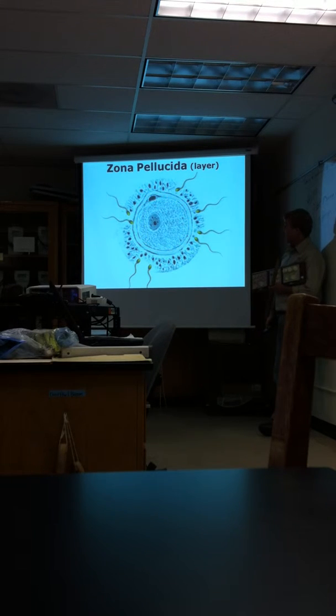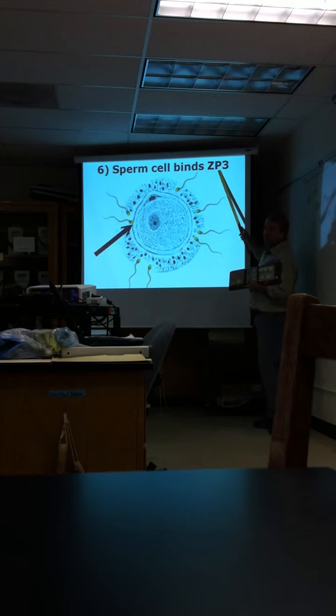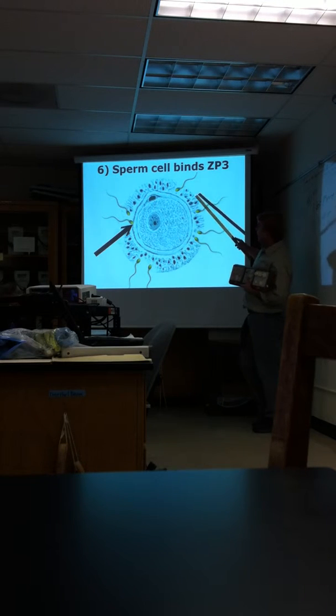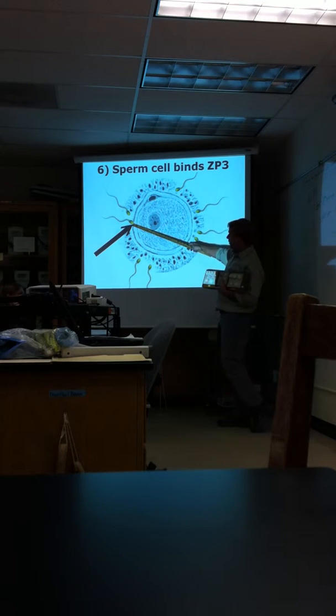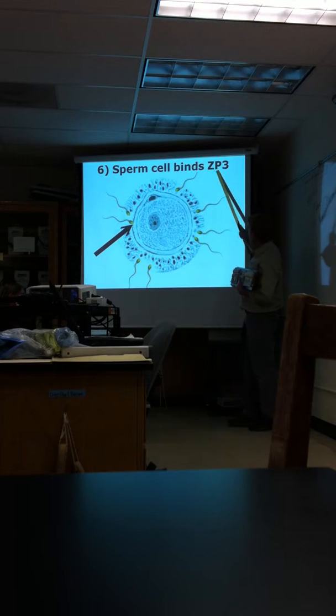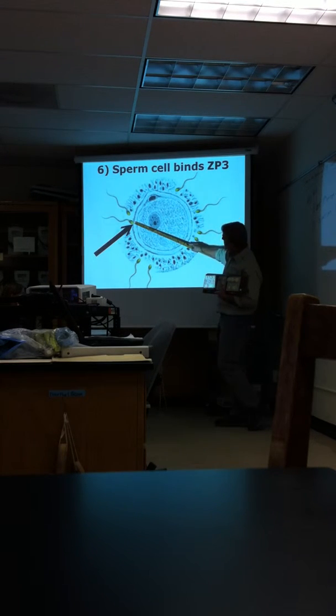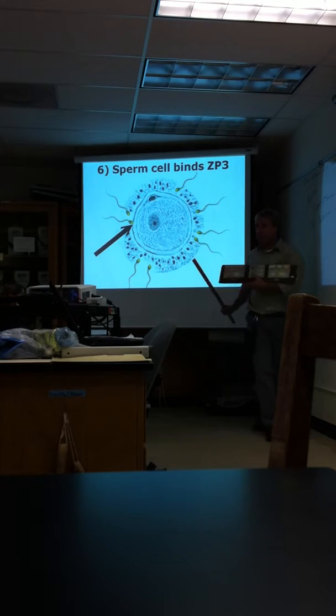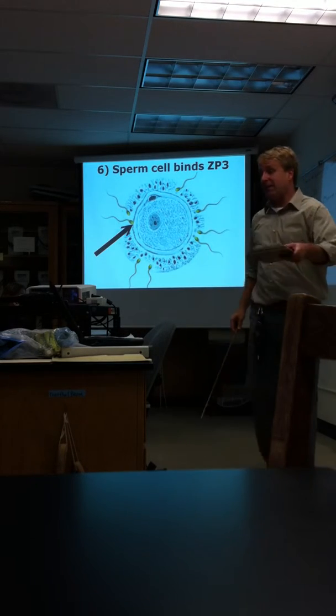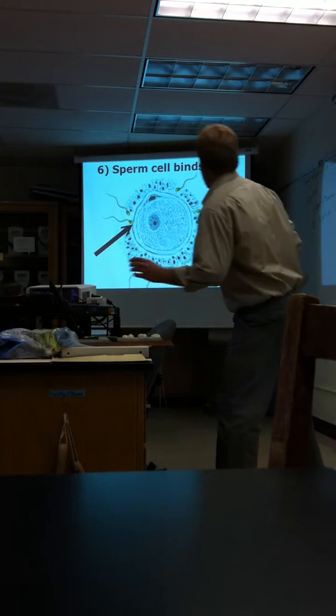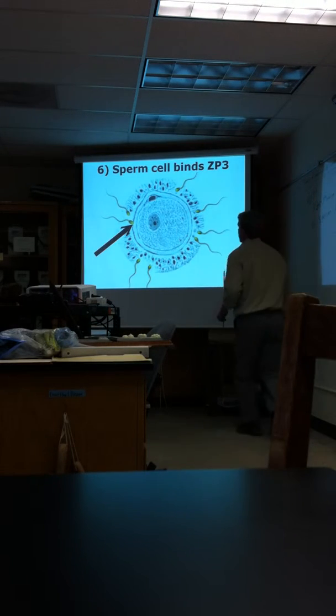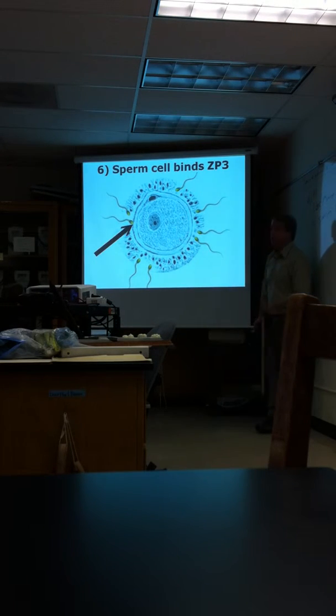The zona pellucida inside has a protein called ZP3. Only human sperm have a way to bind that protein. So in the zona pellucida there's this protein ZP3, and right here, that sperm cell is binding that ZP3. And when it does bind the ZP3, there are going to be enzymes released, and we'll see how that works. So I'm going to show an animation of what happens next.